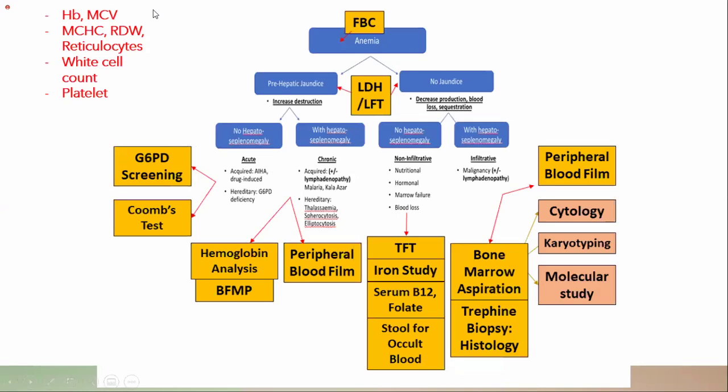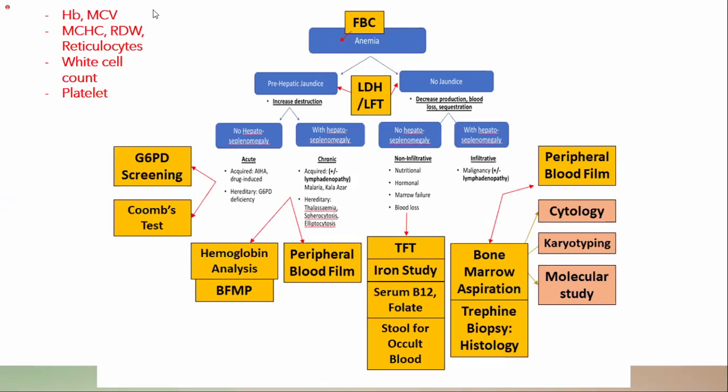So how do we approach a child with anemia? The first and foremost investigation that we have to do is a full blood count, because there is a lot of information that we can extract from it. We want to know the hemoglobin level, so we can see the severity, and you can also know the type of anemia by looking at the MCV value. So we want to know, is it microcytic, macrocytic, or normocytic anemia? And other red cell line information like MCHC, RDW, the distribution, and also the reticulocyte count.